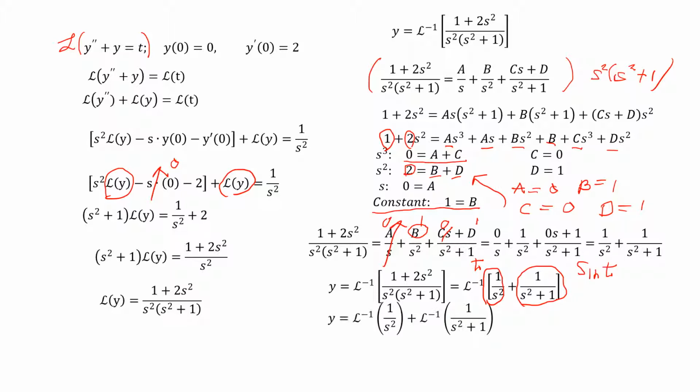So therefore, our particular solution is y equals inverse of 1 over s squared plus inverse of 1 over s squared plus 1. That is t plus sine t. So this is the solution, y equals t plus sine t.